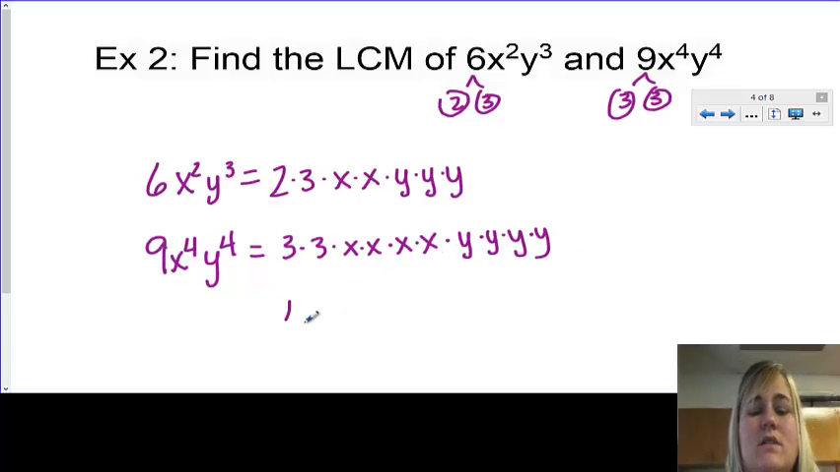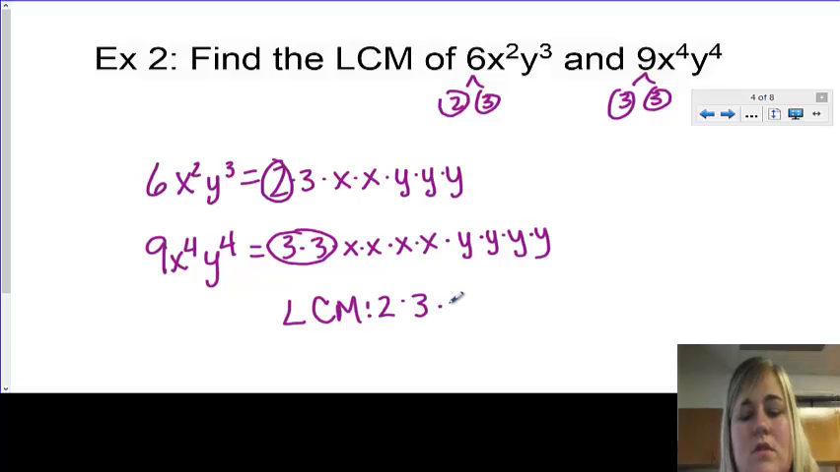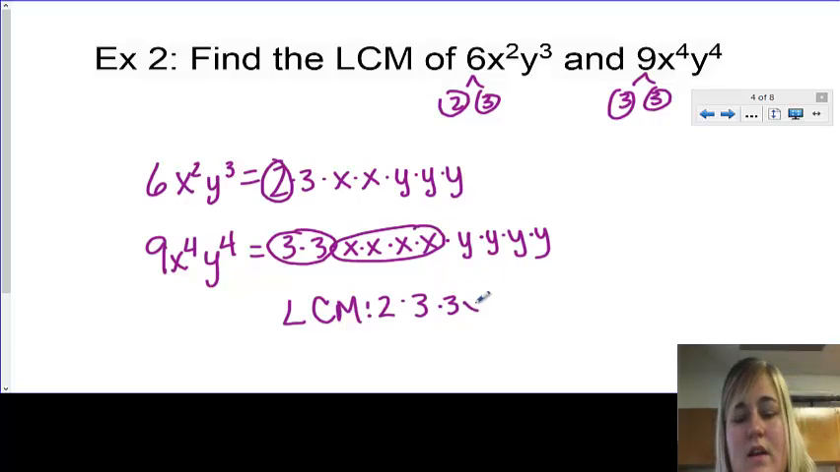Okay, so for my LCM, I'm going to take the biggest group of each one. So I have a 2 here, no 2's here. I'm taking this 2, so I'll include it. I have 1 3 here, 2 3's here. 2 3's is more than 1 3, so I'm going to include those. 2x is here, 4x is here. I'm taking the 4, which I'm just going to write as x to the fourth. You don't have to list these out every time. I'm just doing it right now to show you the process.